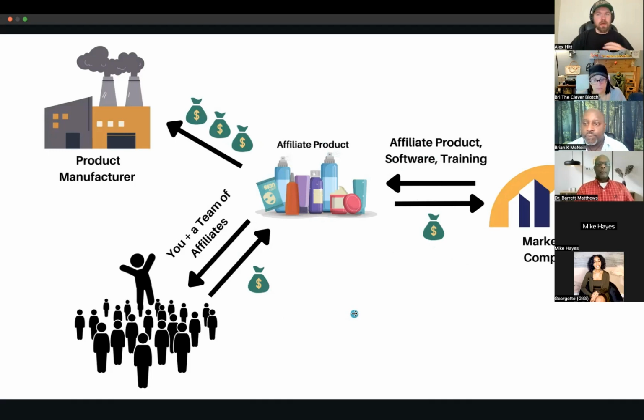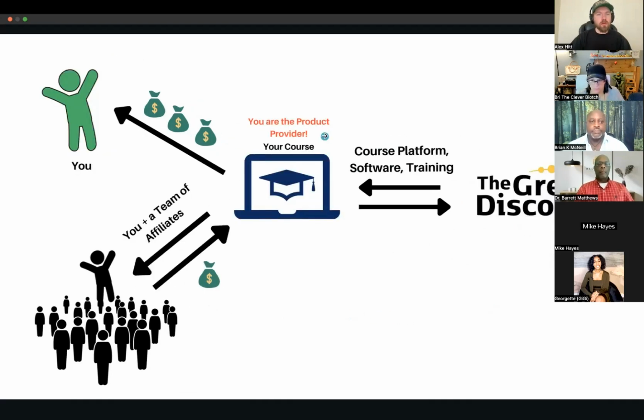In this scenario, and with the Great Discovery, you're the product provider. The product that you're selling is your $499 course. It's your $50,000 coaching program. And as the product provider, as the product manufacturer, you earn the majority of the commissions. And the Great Discovery is just the platform, the training, the system, the software to facilitate this.